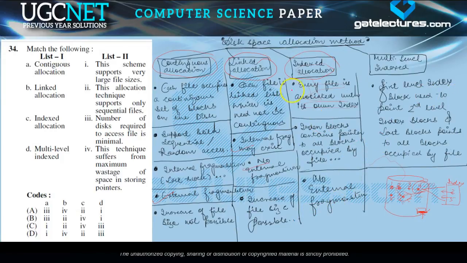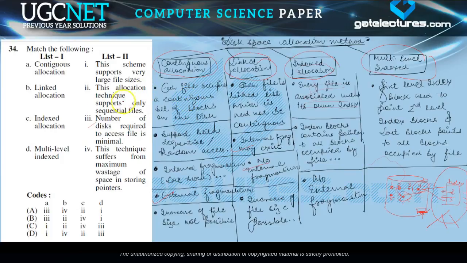In multi-level indexing, this type of allocation method is used when one index table is very large. So in that case, we break it into different levels. The first level index block points to second level index blocks, and the last level points to the blocks occupied by the file.